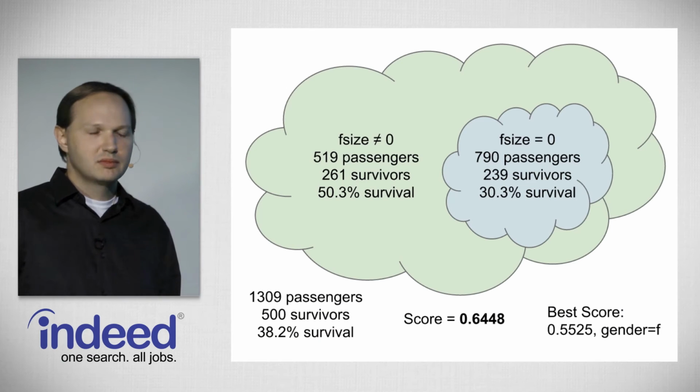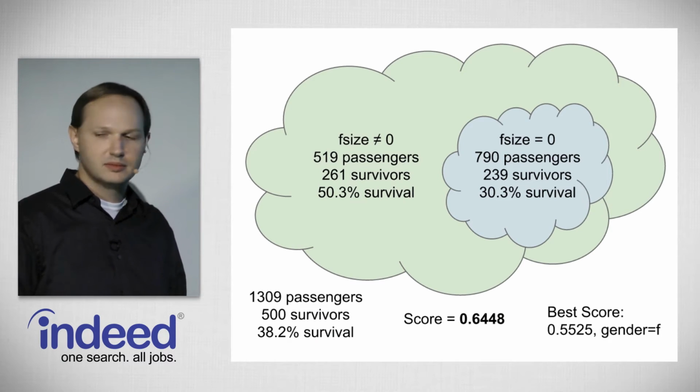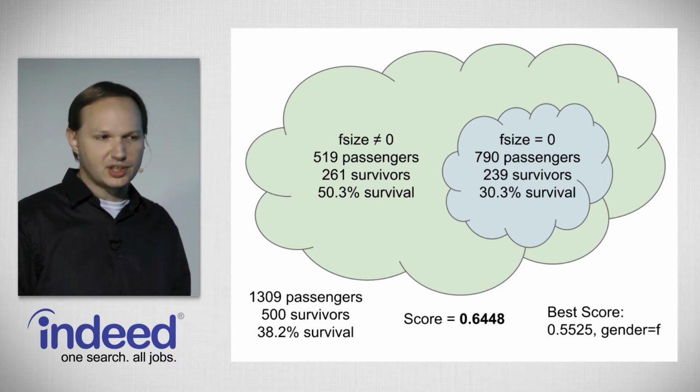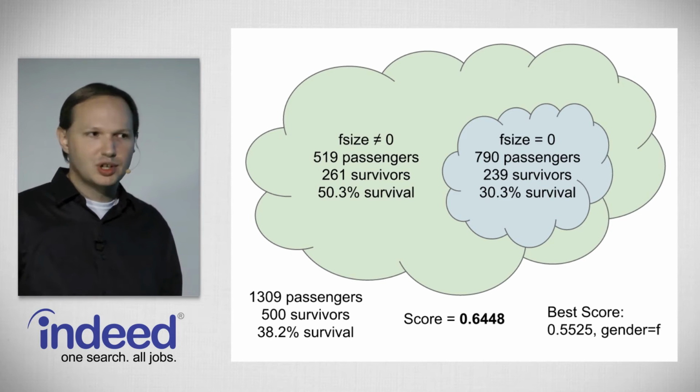Just going to look at one more. This is family size. If you had no family on board, that hurt your chances of survival, 30% survival rate. If you had some family, it helped your survival rate. But the score is not nearly as good as gender. It's similar to first class.